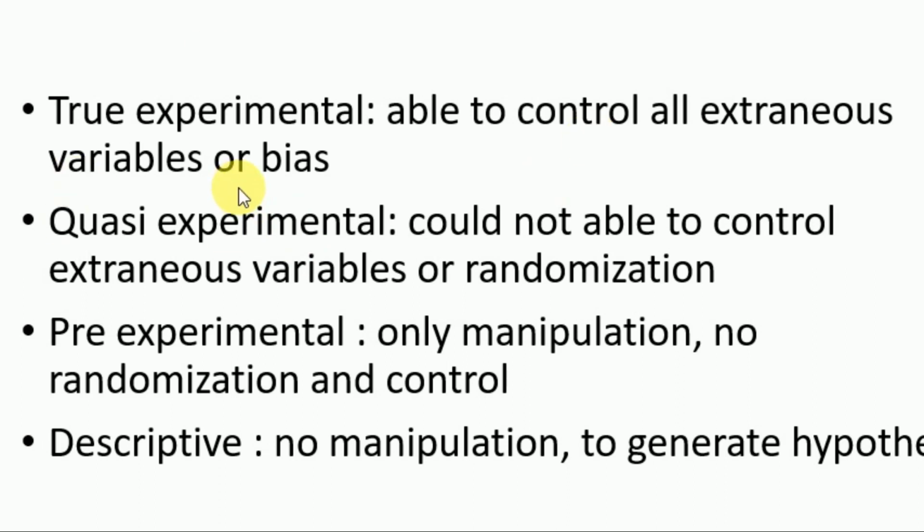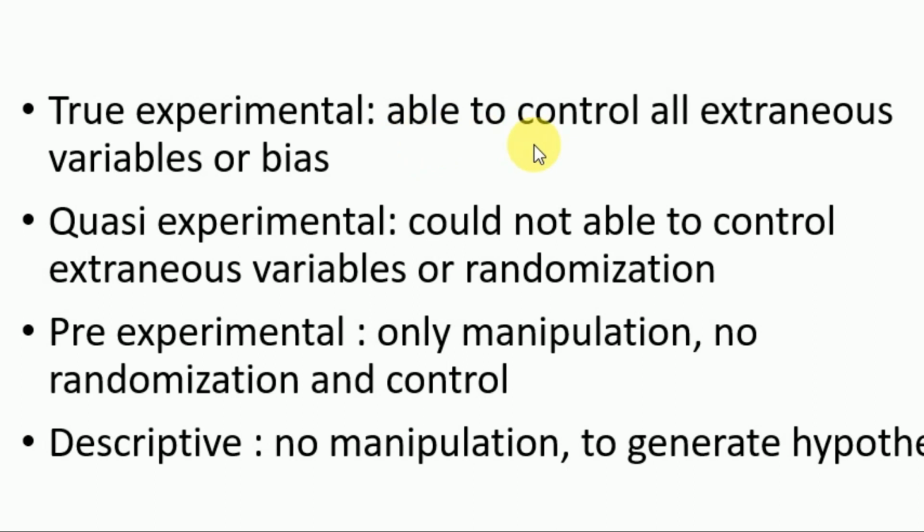Intervention is common in all three experimental research designs, and the second characteristic is either randomization or the introduction of control. In pre-experimental, there will be only manipulation, only intervention, with no randomization and control. And in descriptive studies, there will be no manipulation. The main aim is to generate hypothesis.